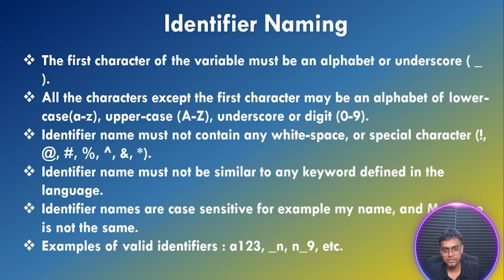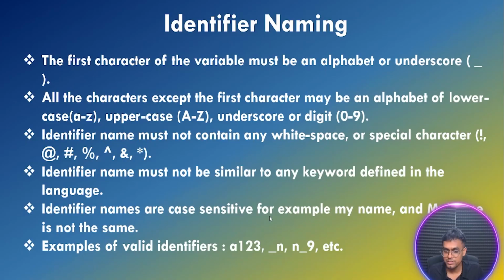All the characters except the first character may be an alphabet of lowercase a to z or uppercase A to Z, or underscore, or 0 to 9. So you can use these letters, underscore, uppercase, lowercase, whatever. An identifier must not contain any white space or special character. So you cannot use this type of special character in a variable. An identifier name must not be similar to any keyword in the language. So you can't use a keyword as a variable name.